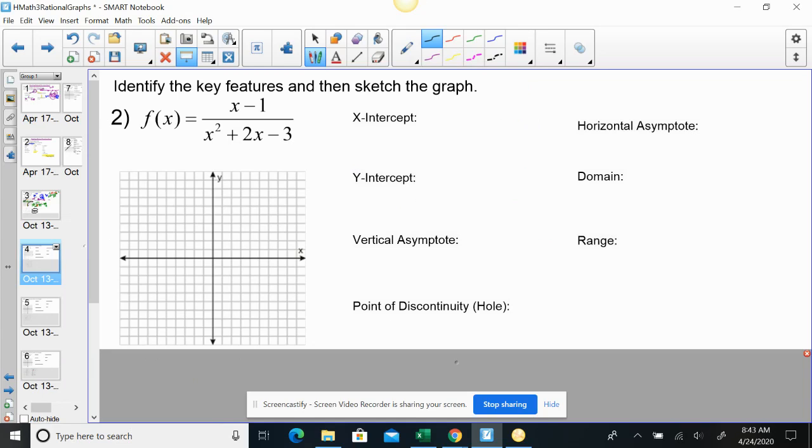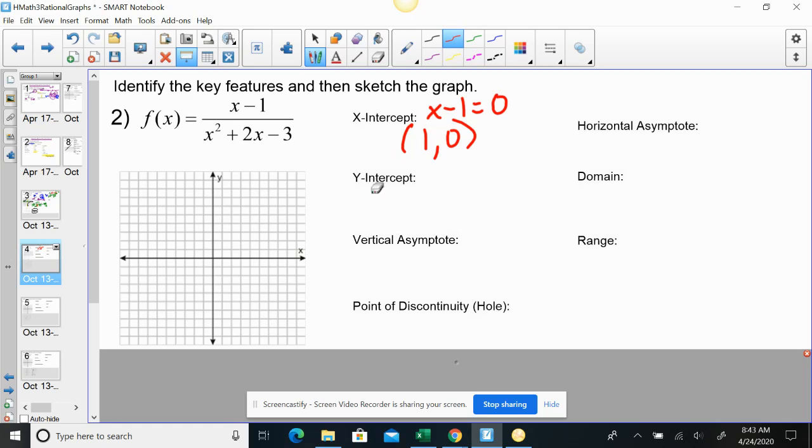Okay, please try number 2 before I go over it. So pause it, try it, then come back to this. All right, x-intercept. y equals 0. So the shortcut is set your numerator equal to 0. So I have y equals 0 is a possible x-intercept.